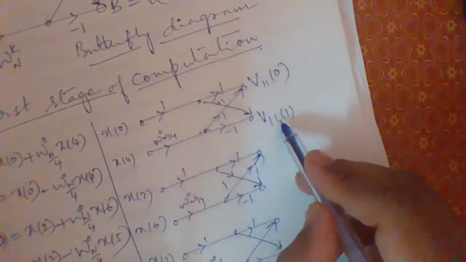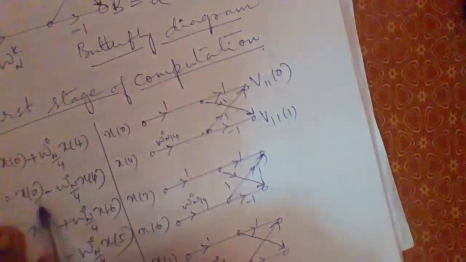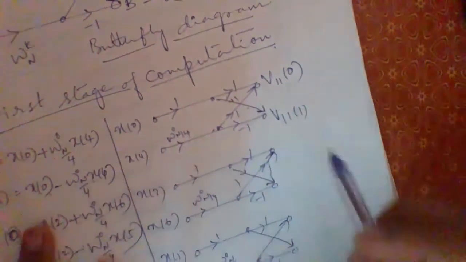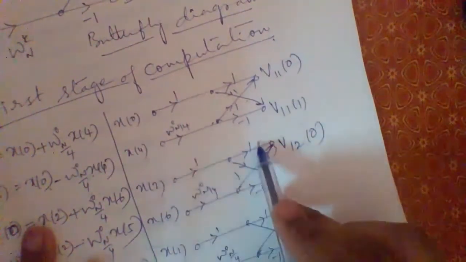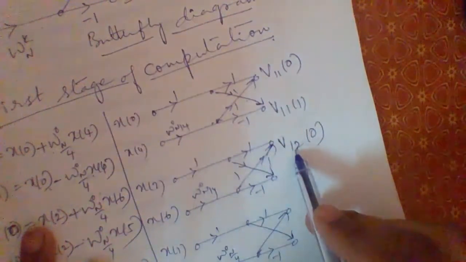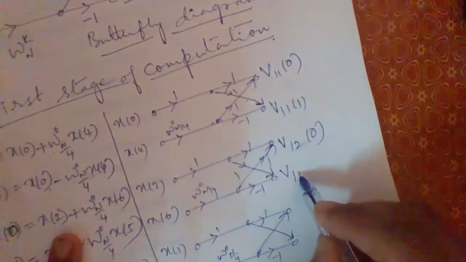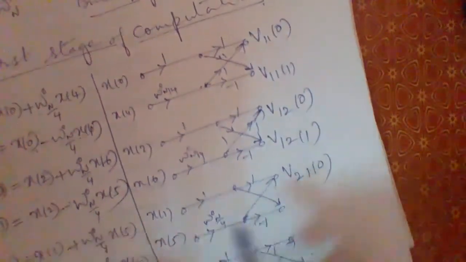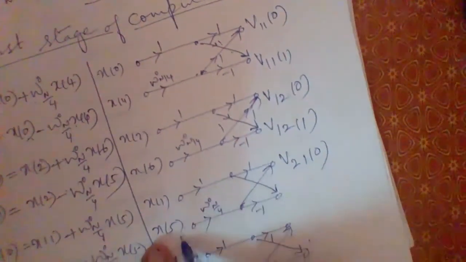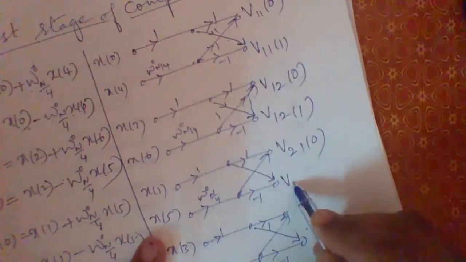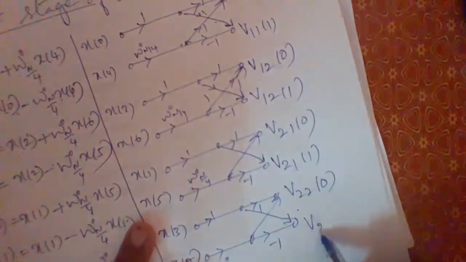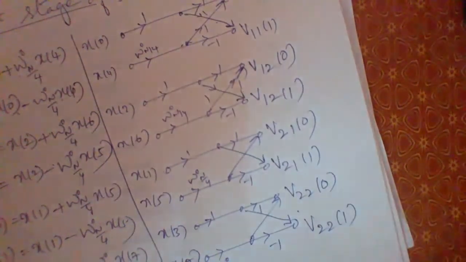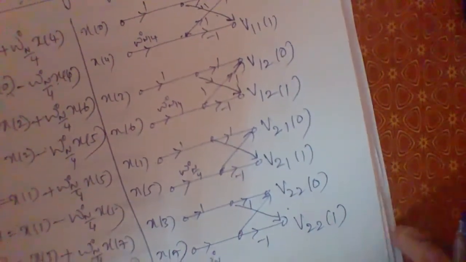Why V11 of 1? Because V11 of 1 is x of 0 minus x of 4. That's it. Similarly here, V12 of 0, because x of 2 addition with x of 6 will give V12 of 0. Similarly, next will be V12 of 1. Next will be V21 of 0, and the subtraction of x of 1 and x of 5 will give V21 of 1. Similarly, V22 of 0 and V22 of 1. So this is the first stage computation.